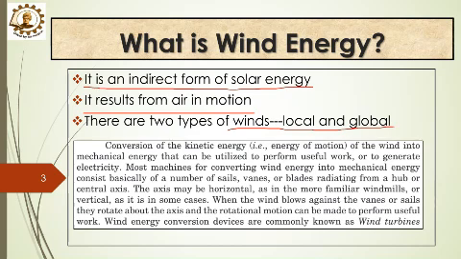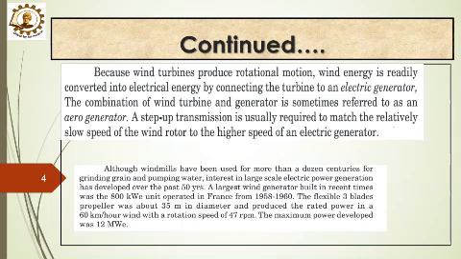So, if the axis of rotation is horizontal, it is known as horizontal axis, and if the axis of rotation is vertical, it is known as the vertical axis wind turbines or windmills. Now, coming to the concept of the electric generator, it is also known as an aerogenerator.